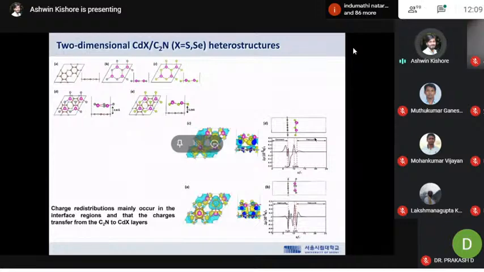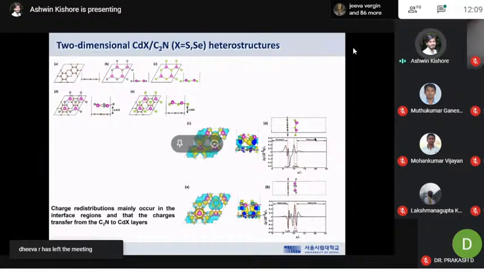And next, we have constructed the structure with CdS and CdSe layers, because cadmium sulfide and cadmium selenide are promising photocatalysts. They have really good efficiency. So we want to check, if you make a heterostructure of the CdX layer and the C2N layer, whether it improves the water splitting activity. Yeah, so we have constructed the heterostructure, and here is the charge transfer plot. From here, we can see that almost all the charges are redistributed in the interface region.